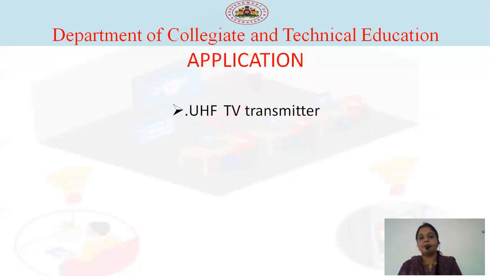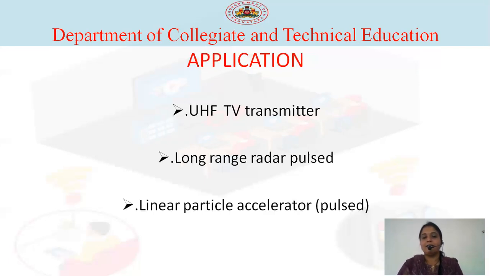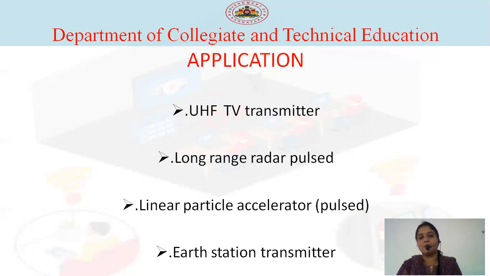Applications: UHF TV transmitter. In the case of the TV transmitter, this two cavity Klystron amplifier is used. In long range pulsed radar, this is also used. And in the linear particle accelerator, pulsed accelerator, this amplifier is also used. And in the earth station of the transmitter, in satellite applications, this particular two cavity Klystron amplifier is used there.